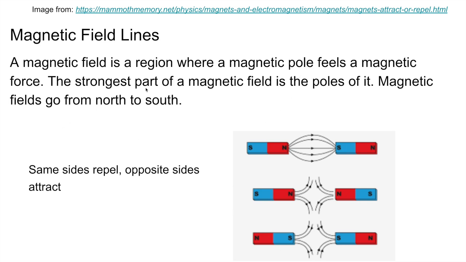This is because of magnetic fields and magnetic field lines. A magnetic field is a region where a magnetic pole feels a magnetic force. The strongest parts of a magnetic field are the poles of it. Magnetic fields go from north to south. These are diagrams of the different combinations of norths and souths.